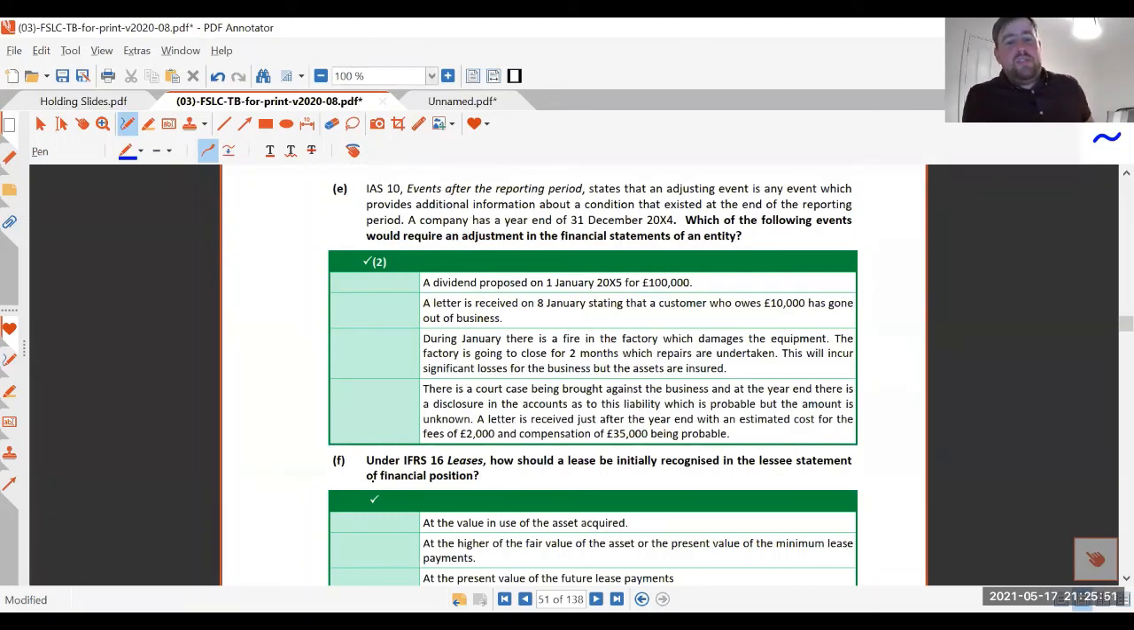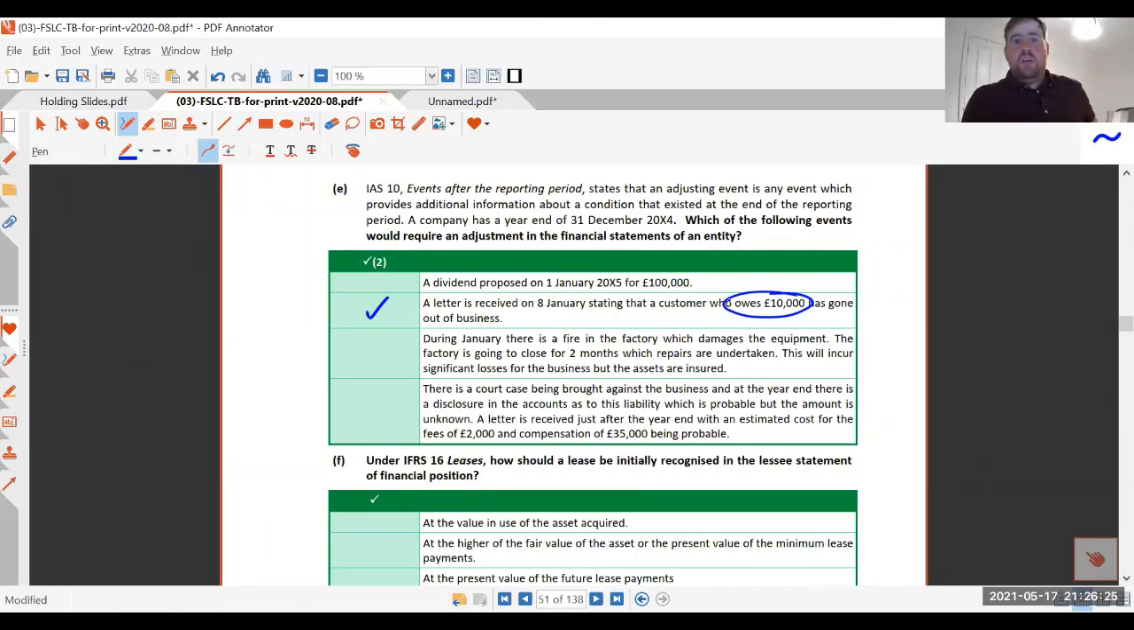Second one, a letter is received on the 8th of January stating that a customer owes us some money and they've gone out of business. For sure, this is your stereotypical one, business in liquidation. It doesn't actively tell us that that 10,000 was existing at the year end, but the implication is there, I think. So yeah, it definitely seems fine. Pre-existing condition is the debt. We now know, based on some after-date information, that that's not going to happen. So we should be getting rid of that from the accounts.